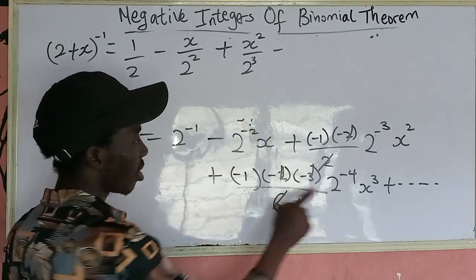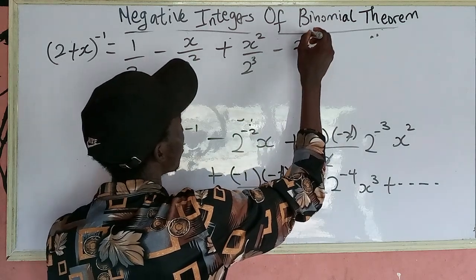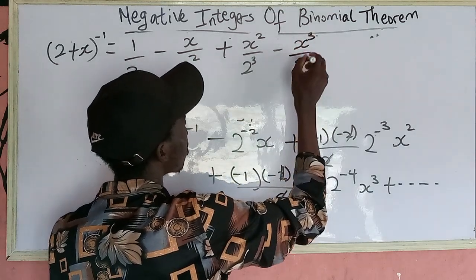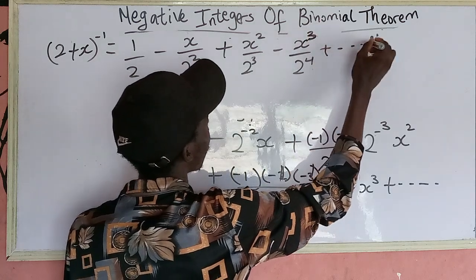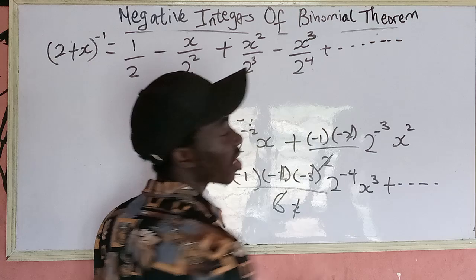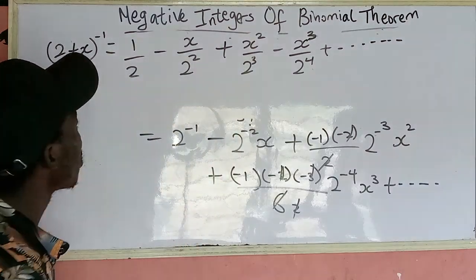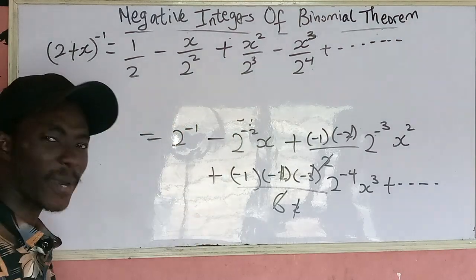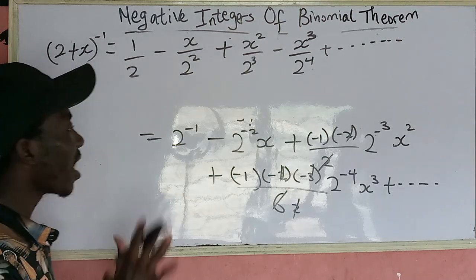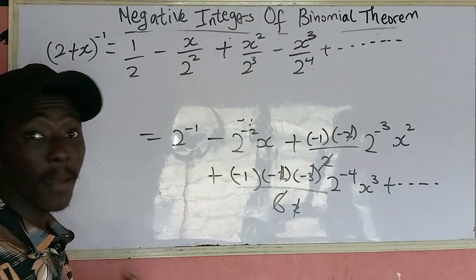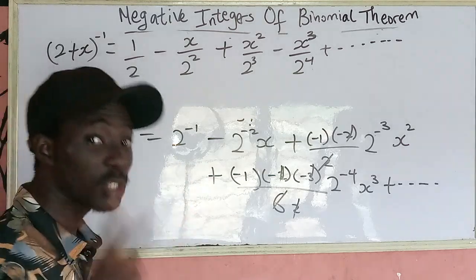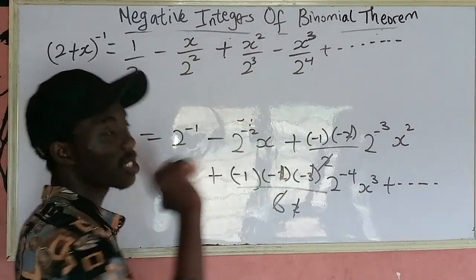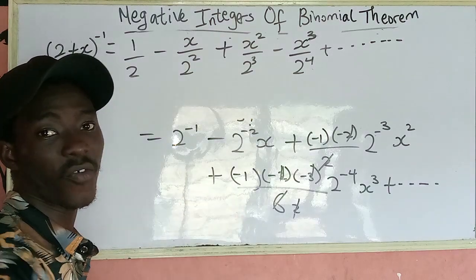So you have a minus here, and you have x raised to power 3 over 2 raised to power 4, and you have continuous infinite terms. So you can see you have a different pattern from the former one, but they're in the same method. So in negative integers, you can get it in 2 ways. But most importantly, you have an infinite number of terms.